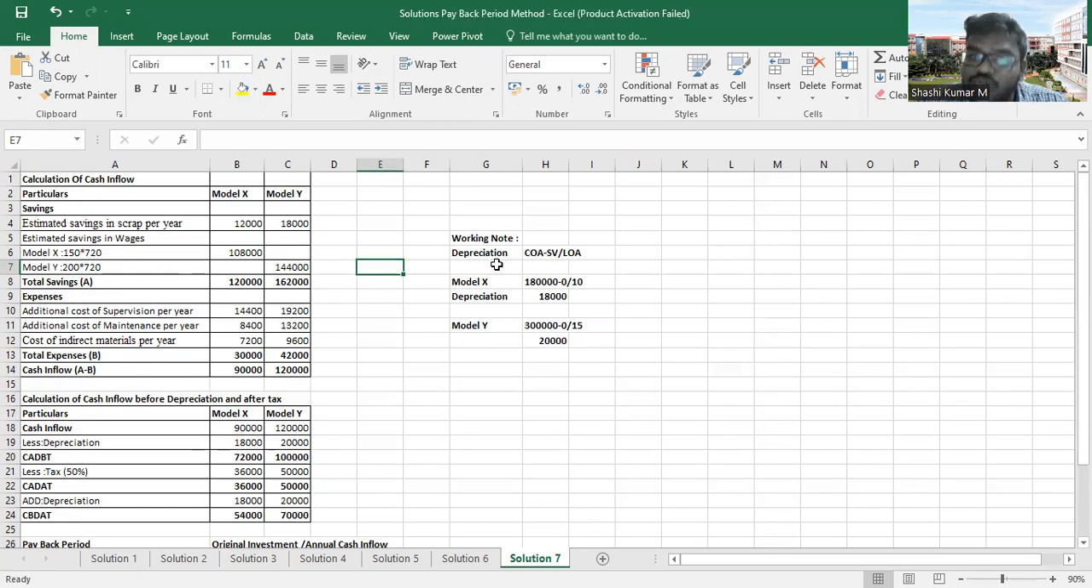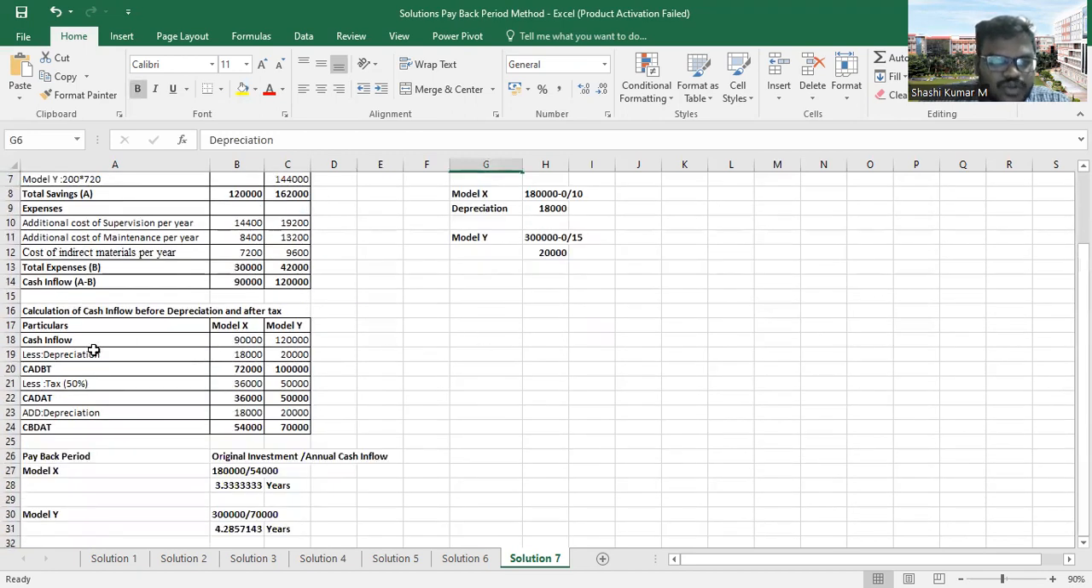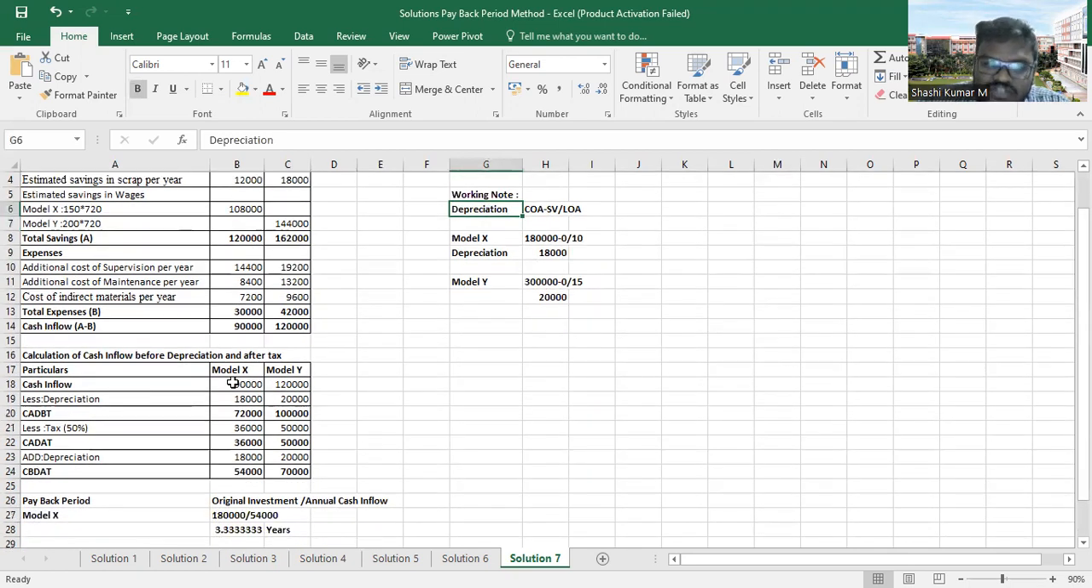First, we have to calculate depreciation. The straight line method is cost of acquisition minus salvage value divided by life of the asset. For model X, the cost of acquisition is 1,20,000, salvage value is 0, divided by 10, so depreciation is 18,000. For model Y it is 20,000. Now, the cash inflow before depreciation and tax is 90,000 and 1,20,000, less depreciation of 18,000 for model X and 20,000 for model Y.